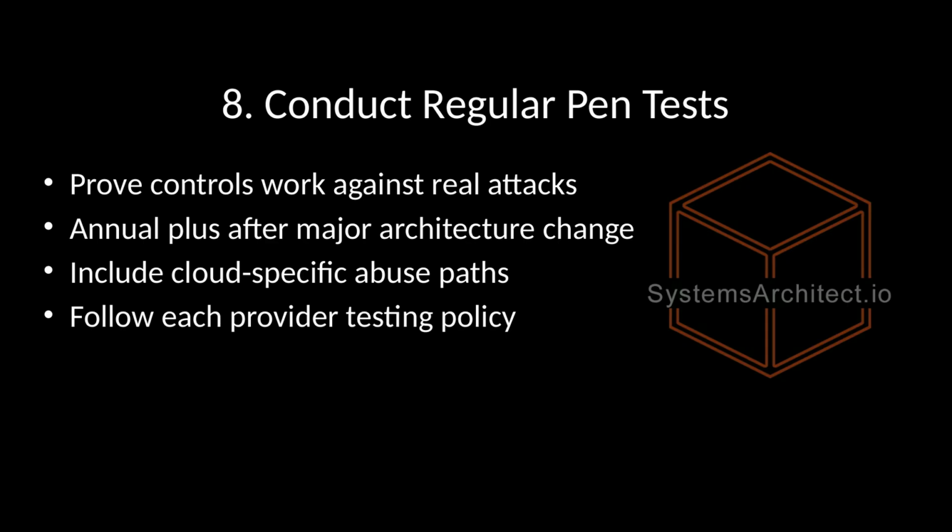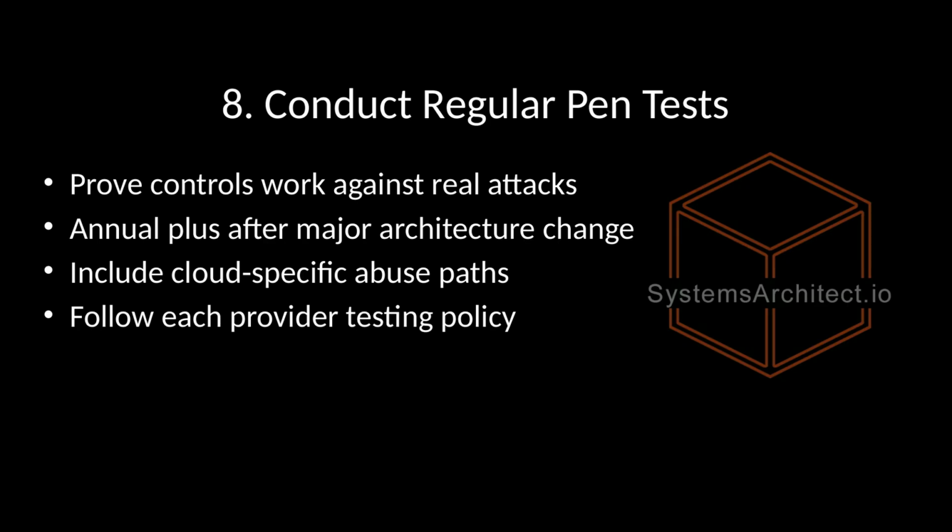What do pen tests add? Checklists prove controls exist. Pen tests prove they survive real techniques, including cloud-specific paths like IAM escalation, metadata abuse, and serverless misuse. Run at least annually and after major architecture change. Mix automated scanners with manual depth and follow each provider's testing policy so you do not trigger abuse systems.